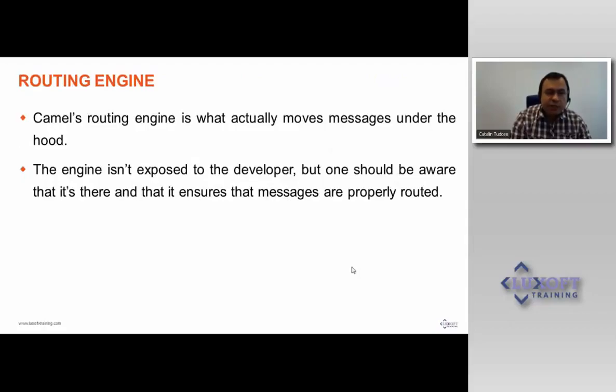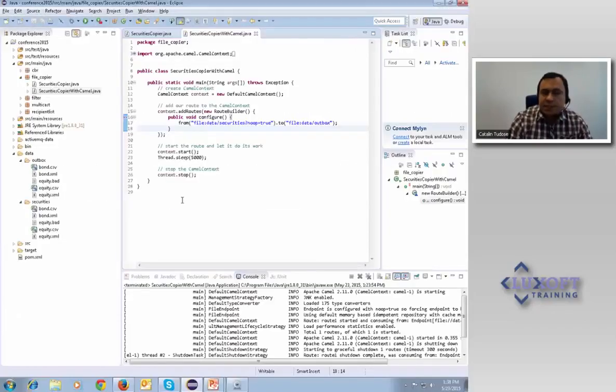What's behind everything here? It's the routing engine. KML has a routing engine that is the one that actually moves messages under the hood. You will not see it. You will just define your context and configure it by adding routes and everything you will need. But the engine itself is not exposed to the developer. You just should be aware that it's there and that it ensures that messages are properly routed. This is in the spirit of the important inversion of control concept. You are just defining the behavior, and the routing engine will take care of everything.